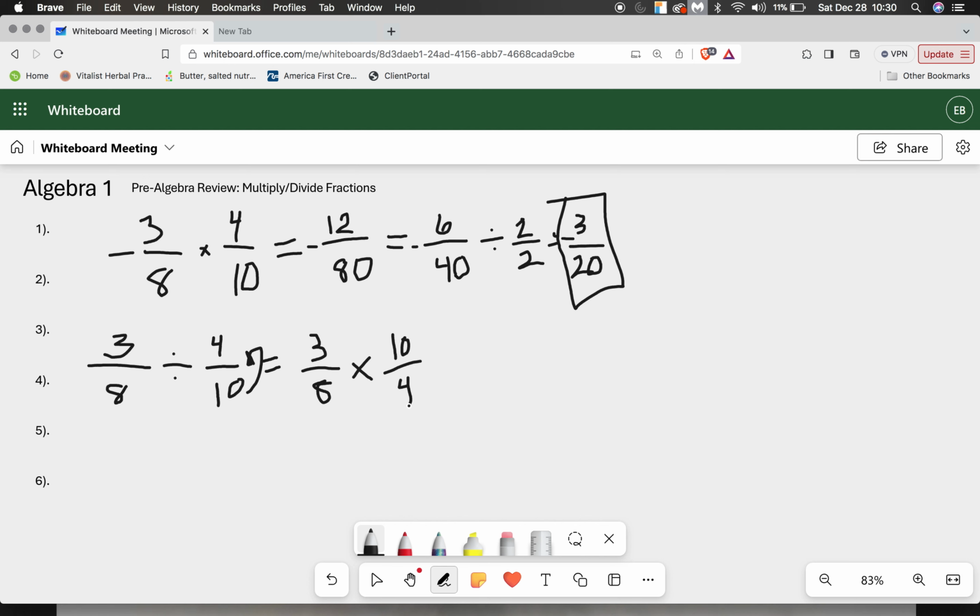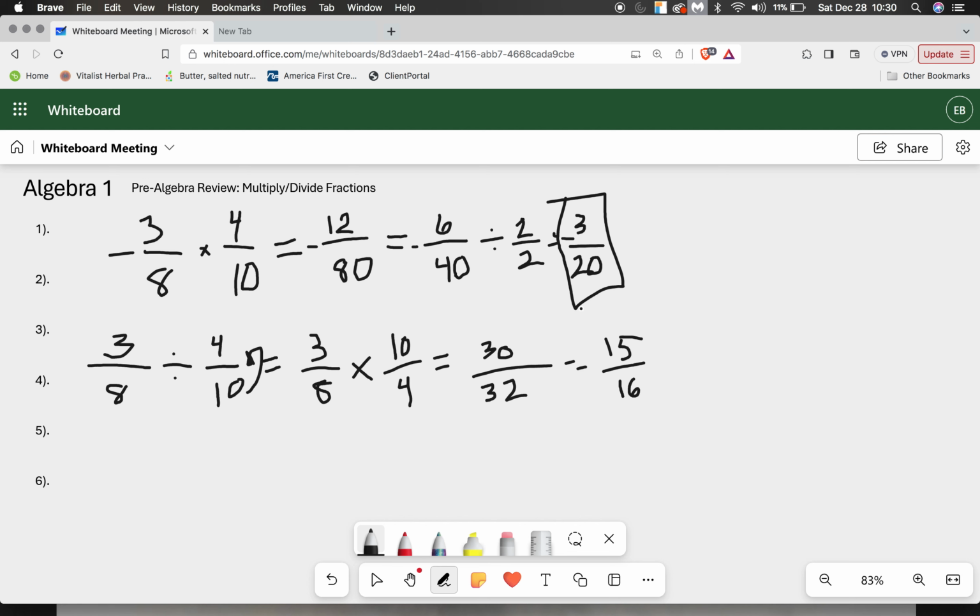We basically reversed the fraction, and by reversing the fraction it made it so we can multiply instead of having to divide these numbers, which makes our life way easier. So we can do 3 times 10 is 30, and we can do 8 times 4, which is 32, and then we can simplify. 30 divided by 2 over 2 is 15. 32 divided by 2 over 2 is 16, so our answer is 15/16.